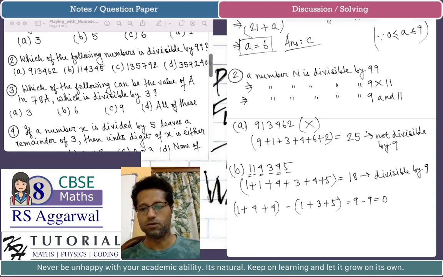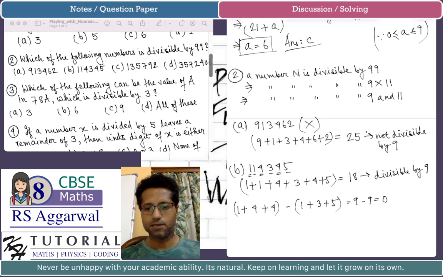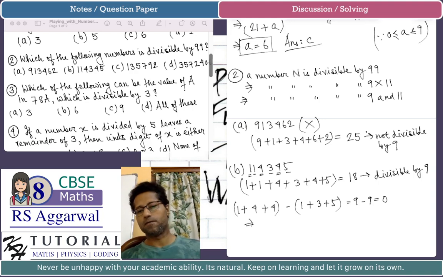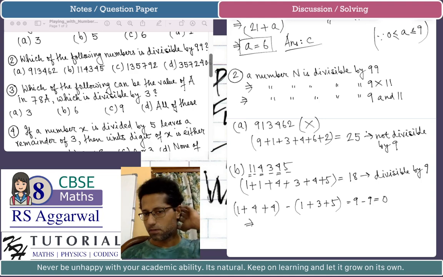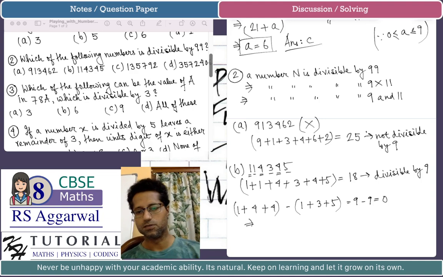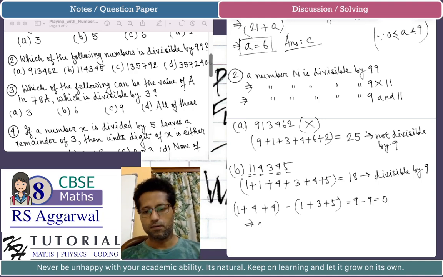9 minus 9 is equal to 0. So this implies that since the difference of the sum of the digits at the odd places and the sum of the digits at the even places is 0, we can say that the number is divisible by 11.